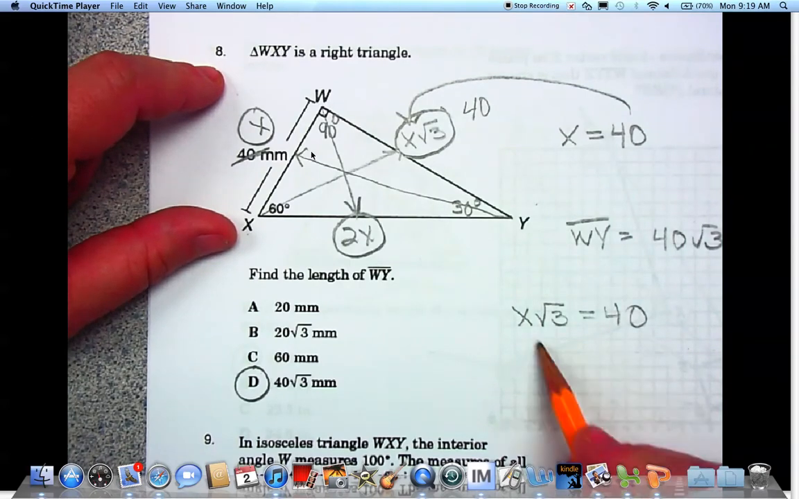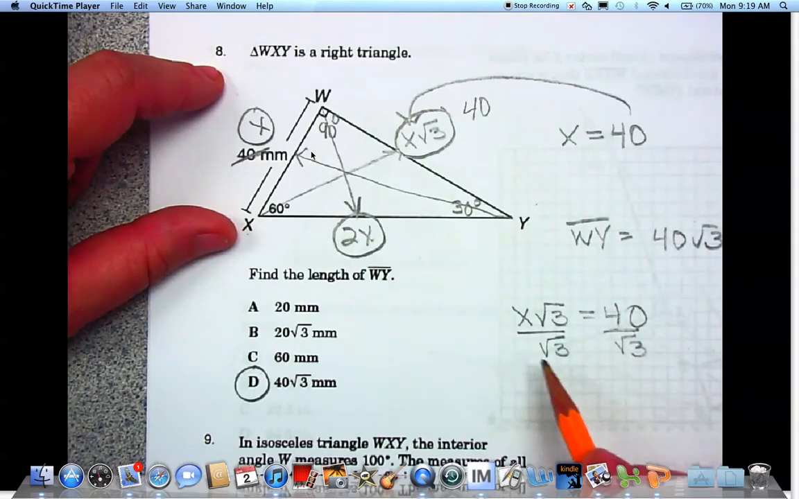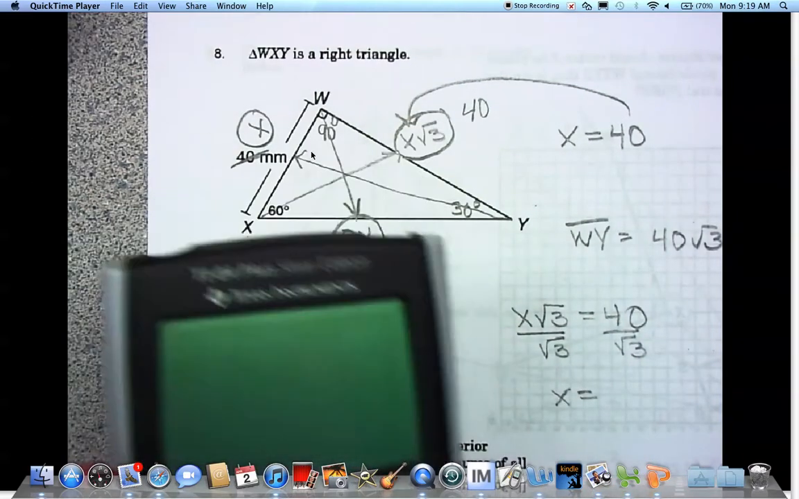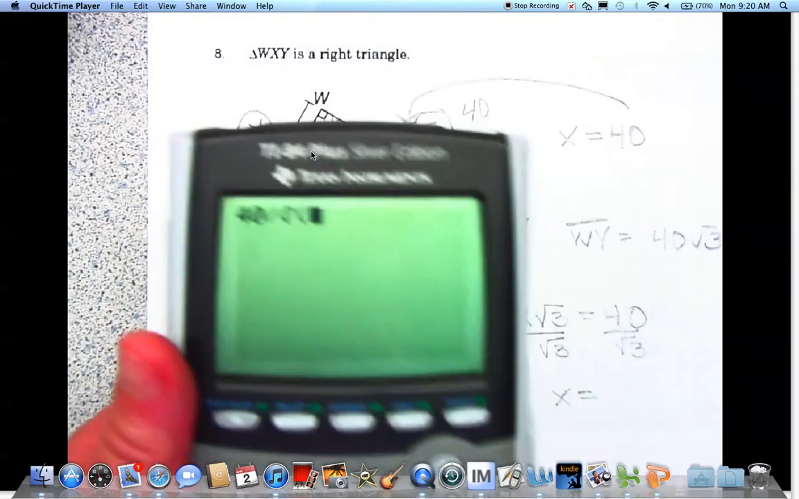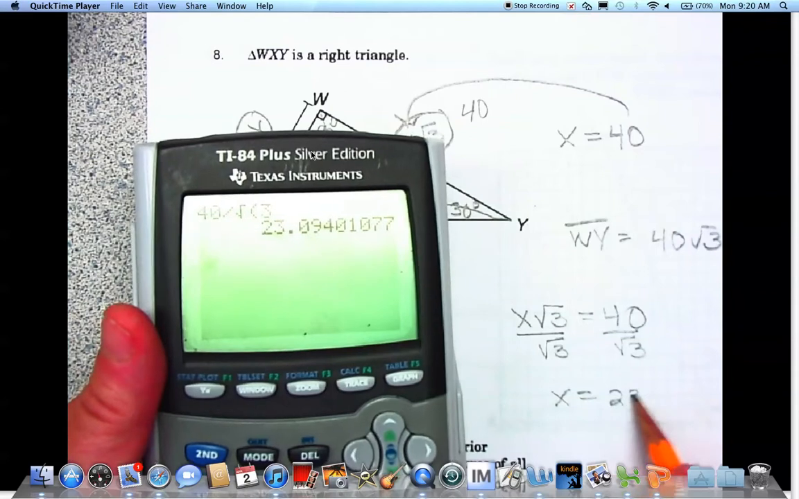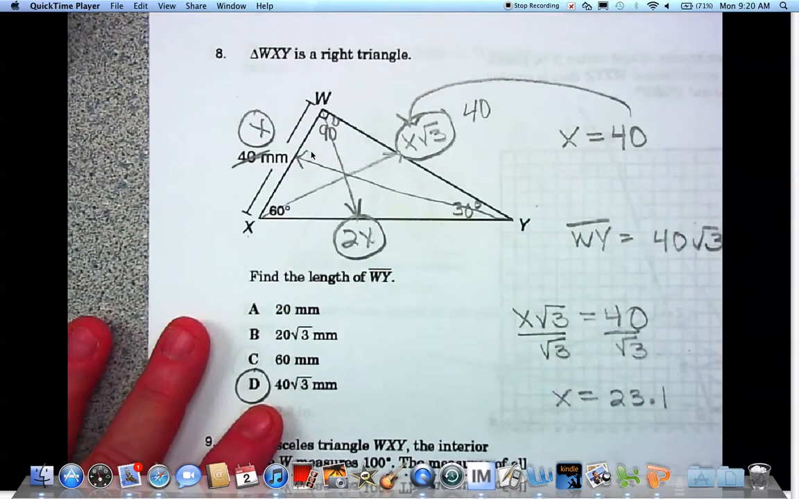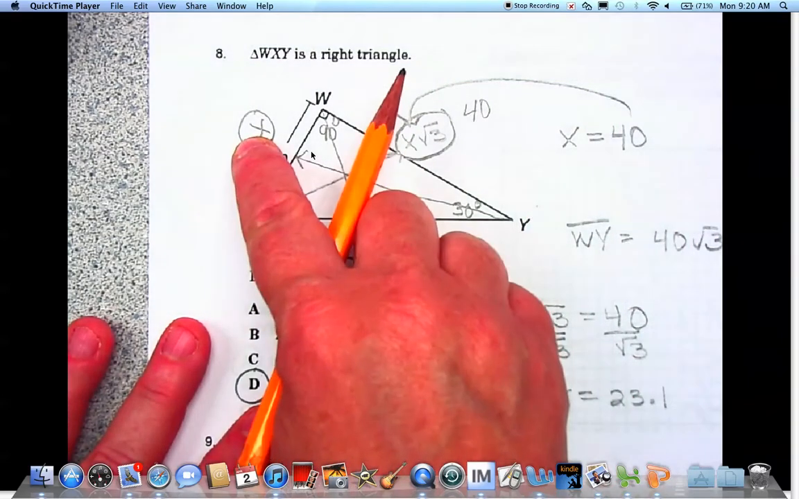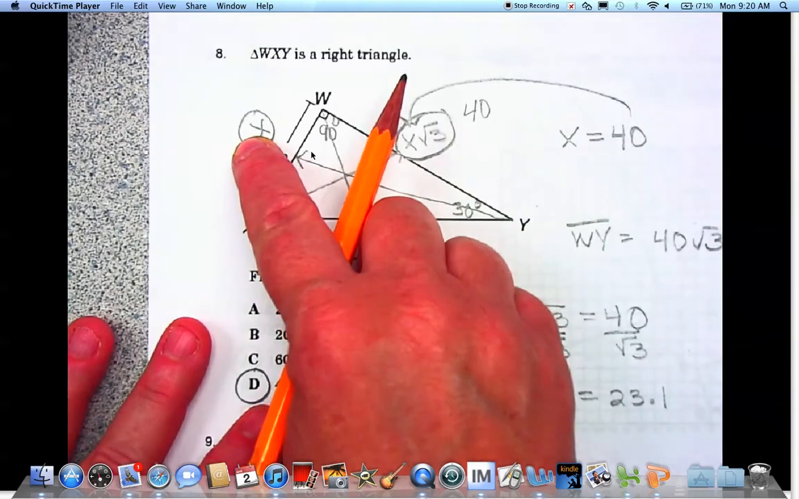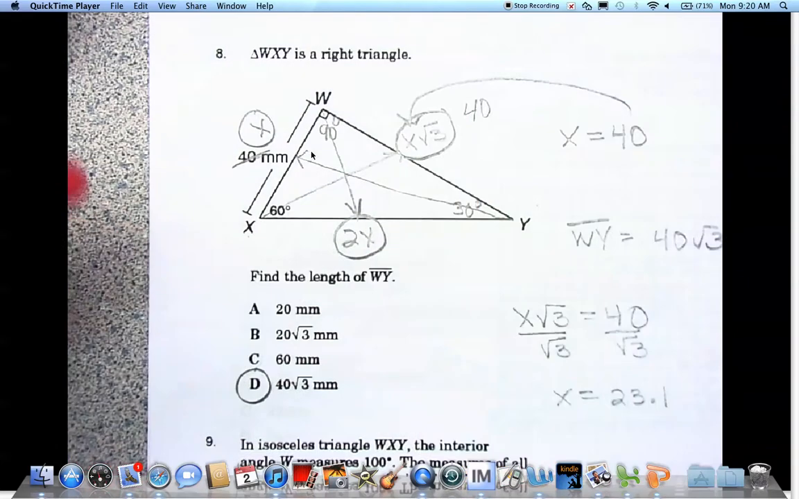And then you have to get x by itself. So we divide by the square root of 3, and whatever that is, that would be like 23.09, or we can put 23.1. That would be what x is, and then you would plug x in here and here to get the other sides. Okay, so if you label your sides, and to whatever side they give you, make them equal.